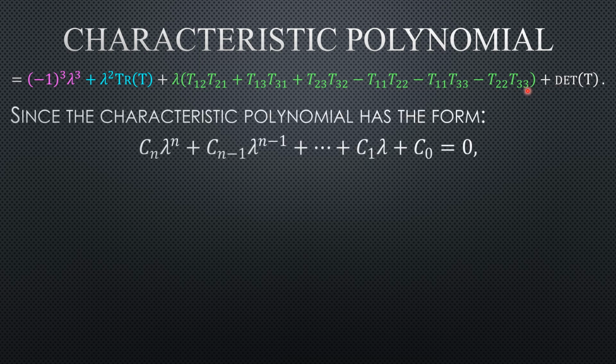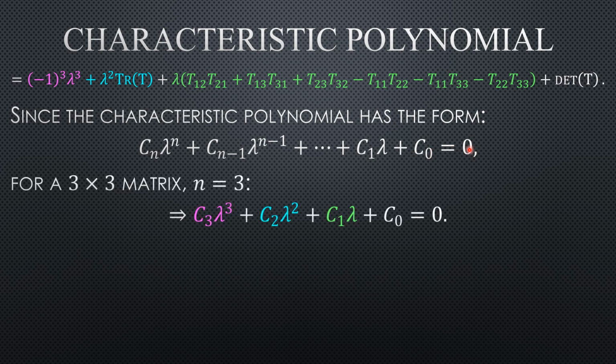Now, since the characteristic polynomial has the form of Cn lambda n, so for whatever n degree, then -1, and all the way through to a constant term, all that has to equal 0. What we can say is that for a 3 by 3 matrix, we know that n equals 3, okay? So our polynomial has to be at most a cubic, right? So we have C3 lambda 3, C2 lambda 2, C1 lambda 1, C0 lambda 0, which just goes to 1.